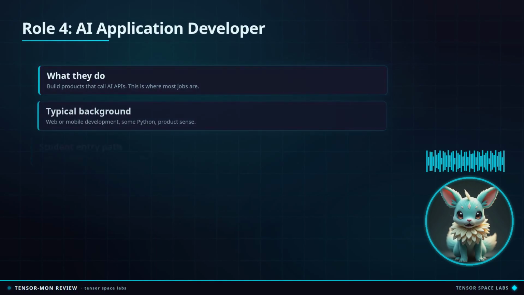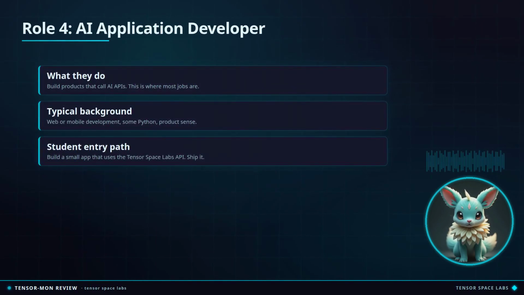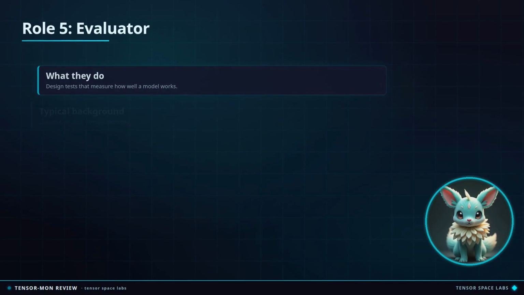Role 4. Application developers. They build the products normal people actually use on top of AI APIs. This is the biggest category by headcount. Student path. Build a small app using the Tensor Space Labs API and put it on the internet. Any small app counts.